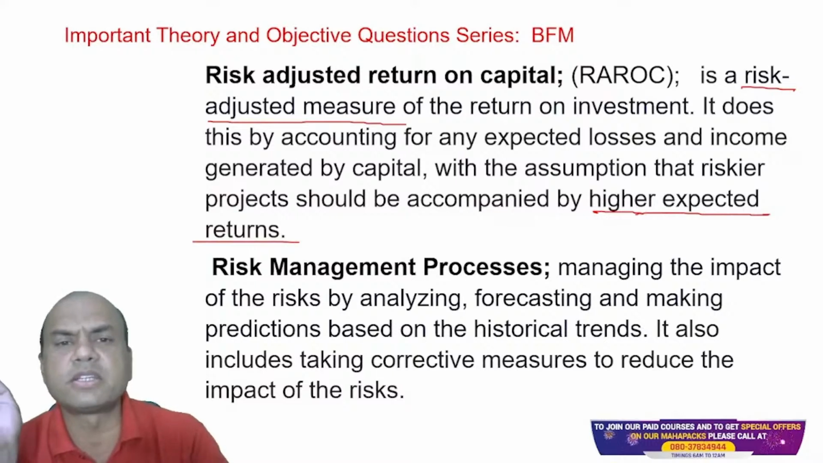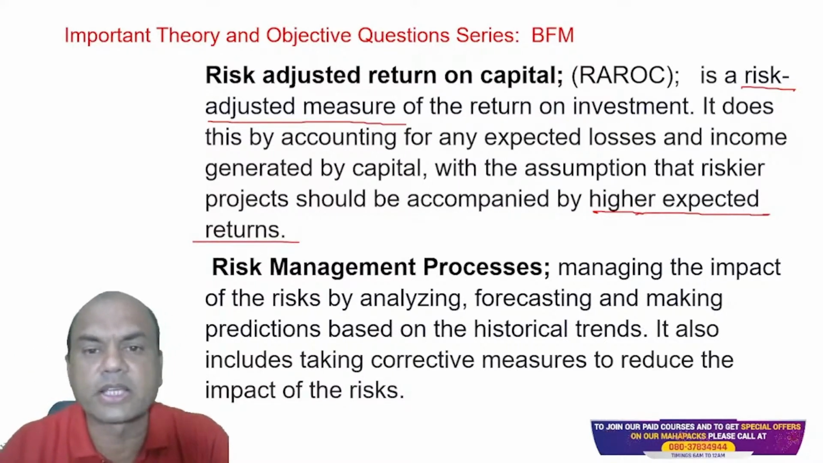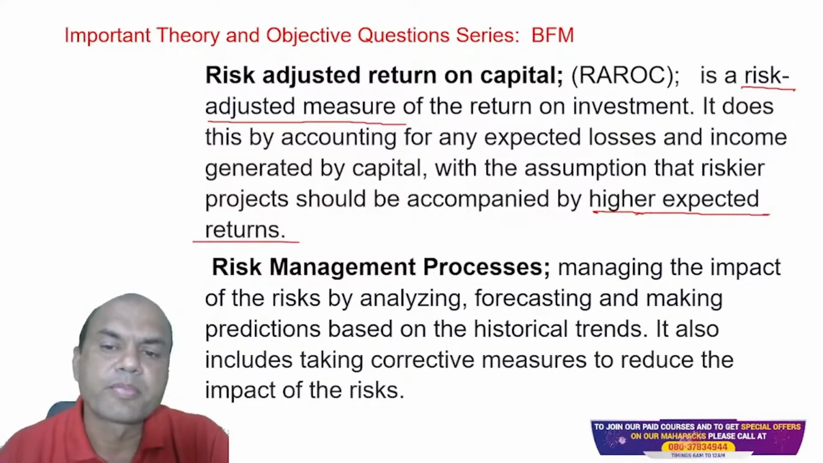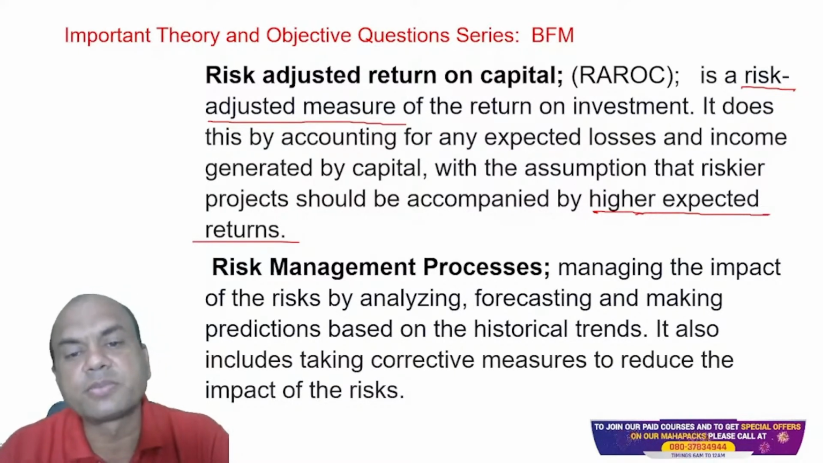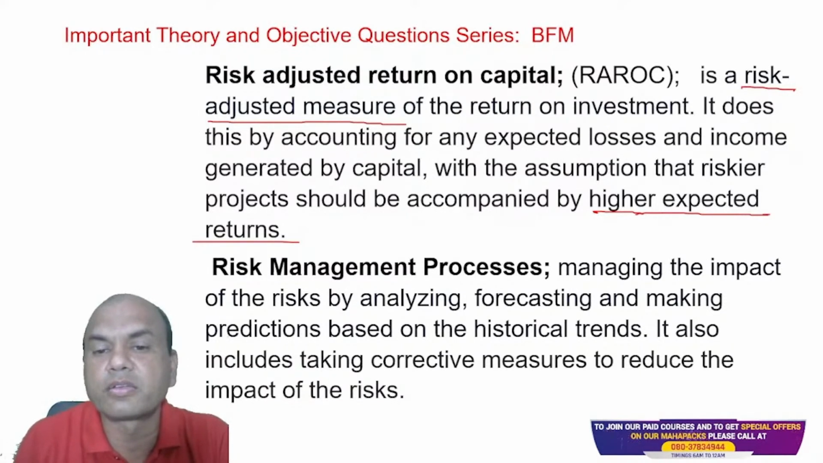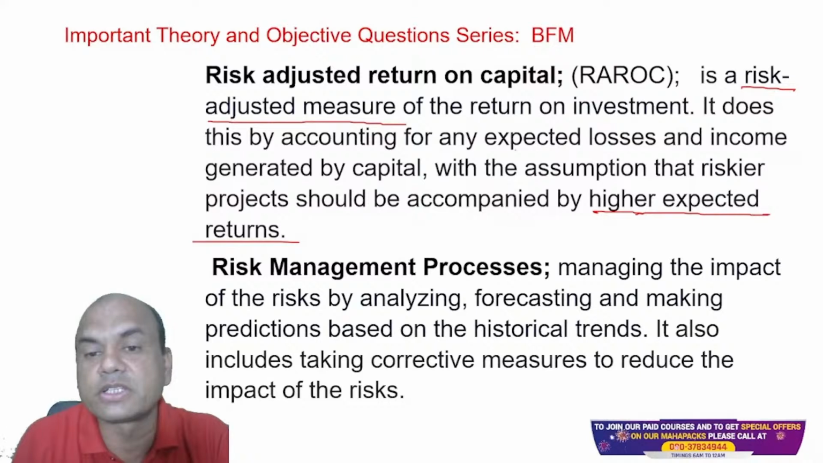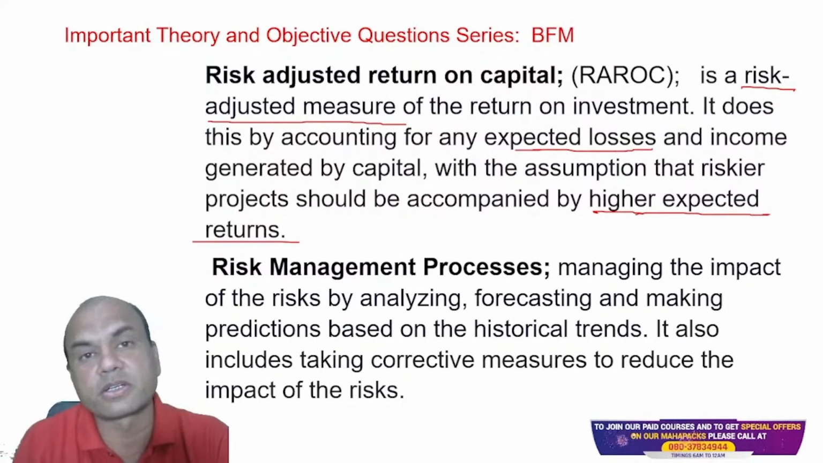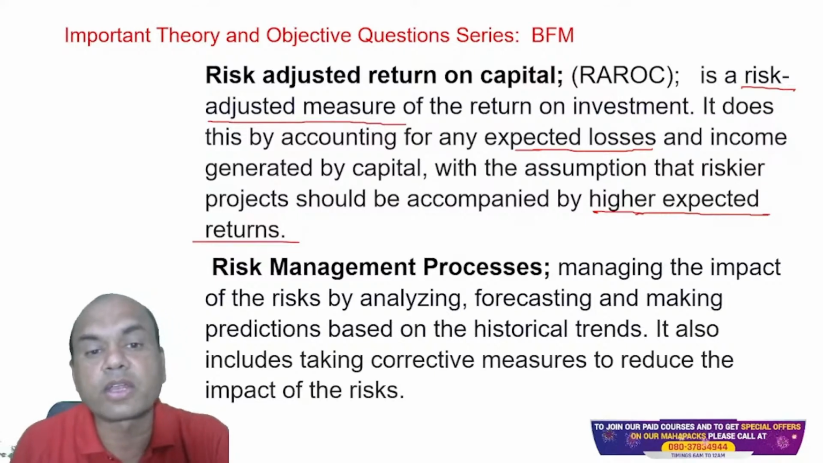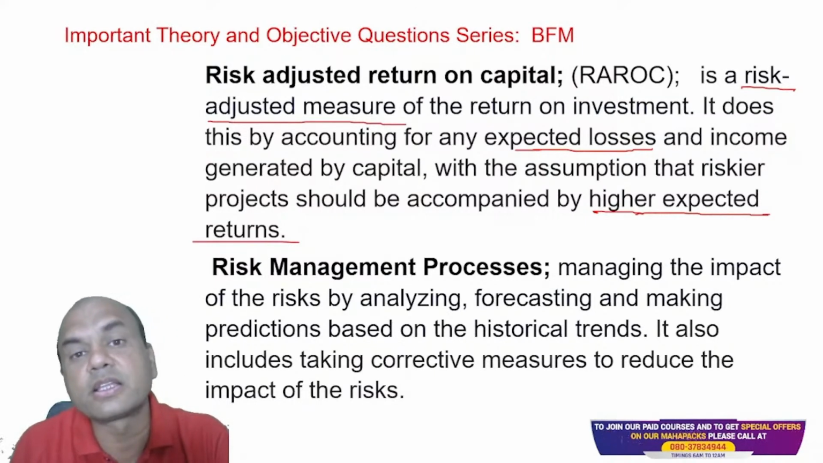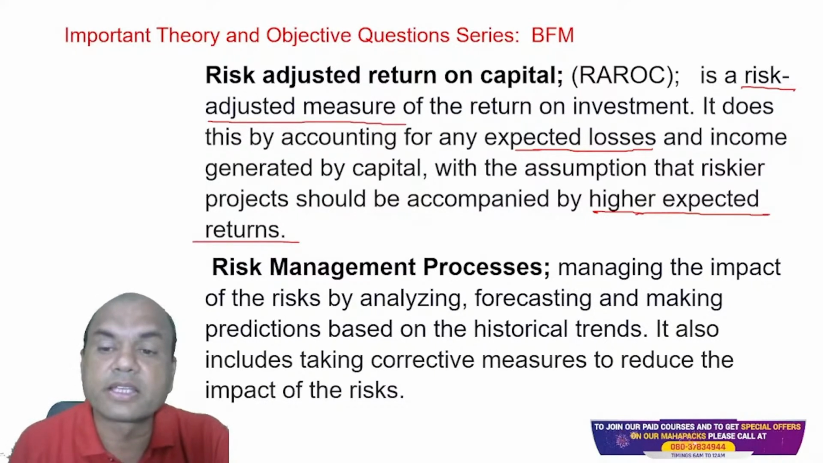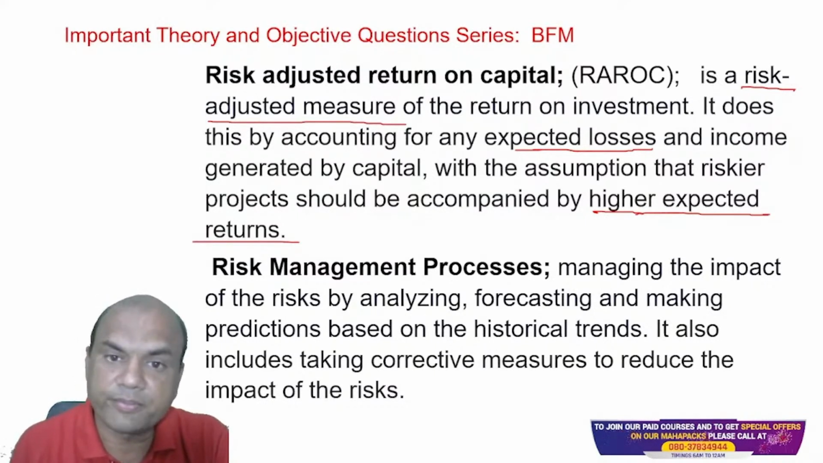Only then will I invest in the higher, riskier projects. Otherwise, won't I invest in the bank FD, isn't it? So it does this by accounting for any expected losses. What all losses can occur whenever I invest in some riskier project, and the income generated by that capital. So whatever capital I've invested, what is the income generated from that, whether it suits this risk adjustment.